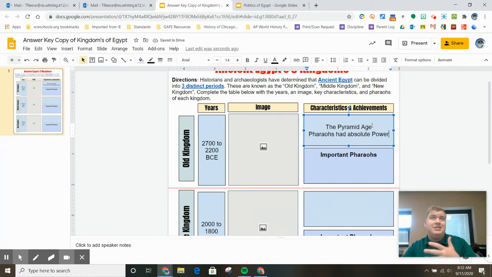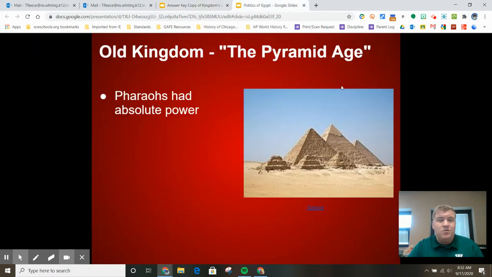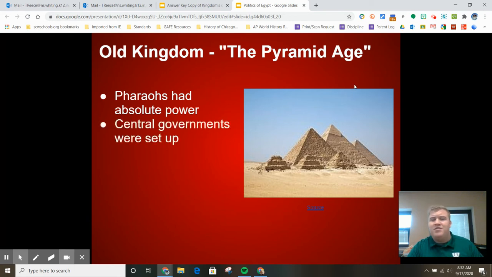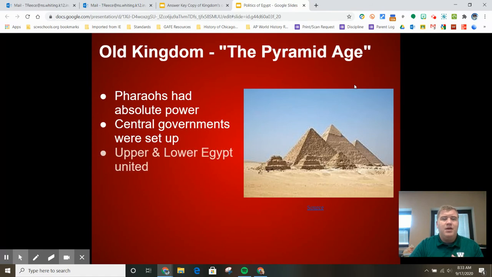And yes, what does that mean? Absolute power. It means whatever they say wins. All right. There's no ifs, ands, or buts. It was the Pharaoh's word, or you were going to die if you decided to go against that word. All right. And that's one of the most important things when it comes to the characteristics of this Old Kingdom, is that the pharaohs had absolute power. All right. Another thing is that centralized governments were a thing. What centralized government means is that there's just one area where governmental things actually occurred.